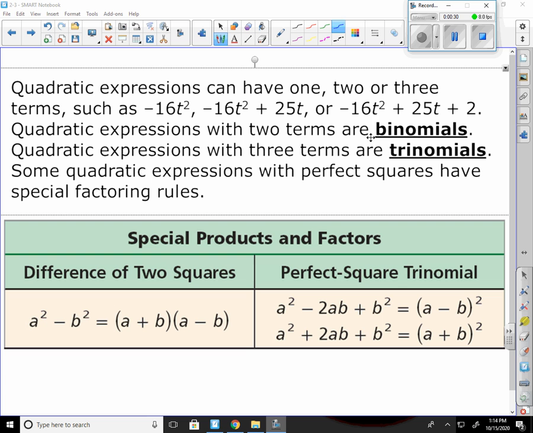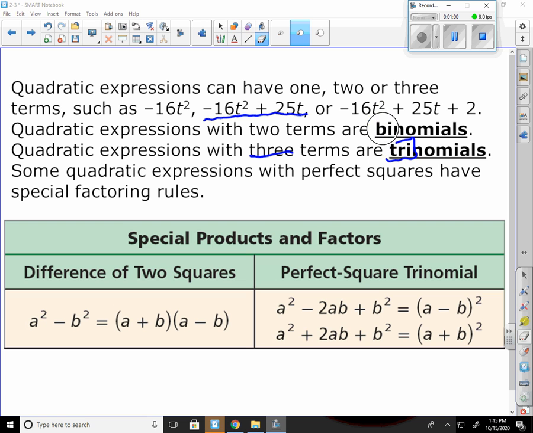Just like a bicycle has two tires, binomials have two terms. Bi is a prefix that means two. Quadratic expressions with three terms are called trinomials. Trinomial has three terms. A tricycle has three tires. Tri is a prefix that means three. Triangle has three sides. Anything that you see that starts with tri means that it's going to be three of something.